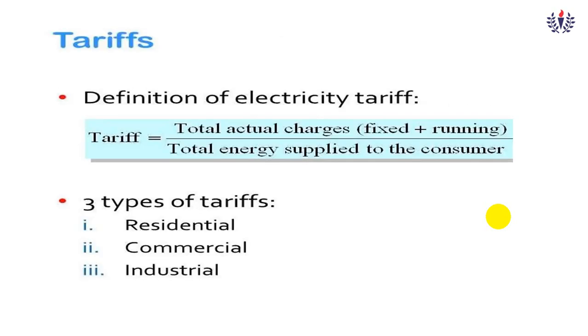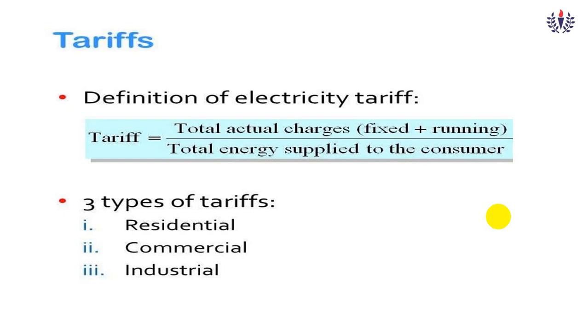In other terms, the definition of a tariff is total actual energy charges, that is fixed plus running, divided by total energy supplied to the consumer. That is the other definition of a tariff. What the fixed charges and the running charges are may be derived by the respective EB company. Here it is our Bangalore Electricity Company, BESCOM. Similarly, for other states, there may be their particular electrical suppliers. Based on that, they may fix their rates, and based on the unit consumption, it may be charged.